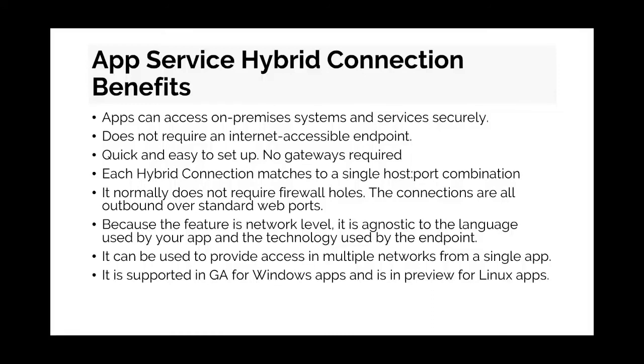The connections are all outbound over standard web ports, such as 443, and normally do not require firewall holes, which would make your security team very happy. Because the feature is network level, it is agnostic to the language used by your application and the technologies used by your endpoint. It can be used to provide access in multiple networks from a single application. It is supported in GA for Windows apps, and it is in preview for Linux apps.